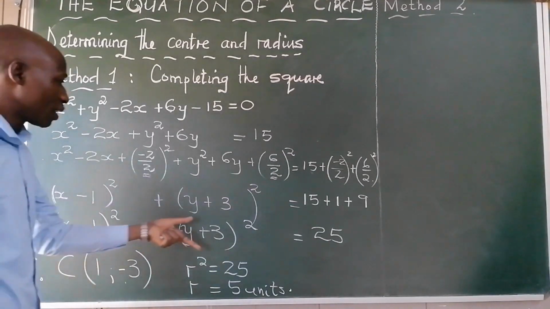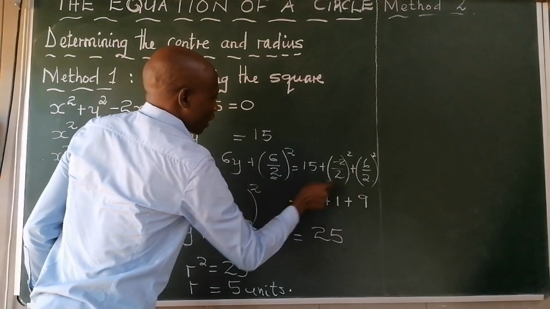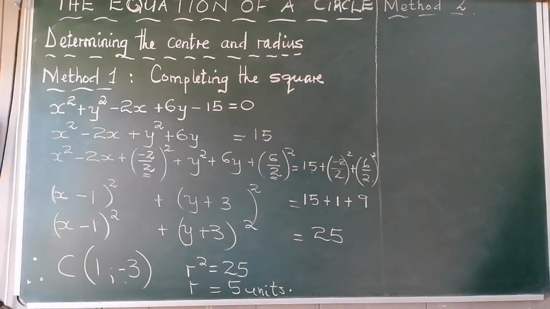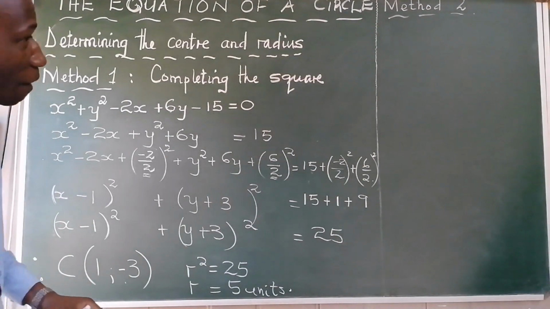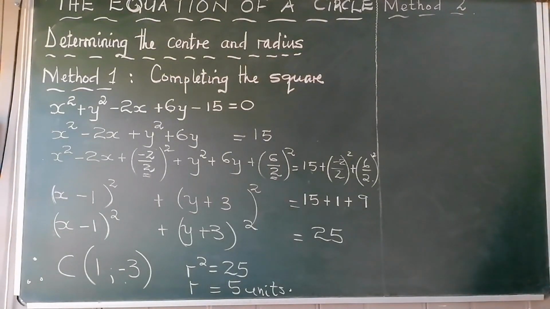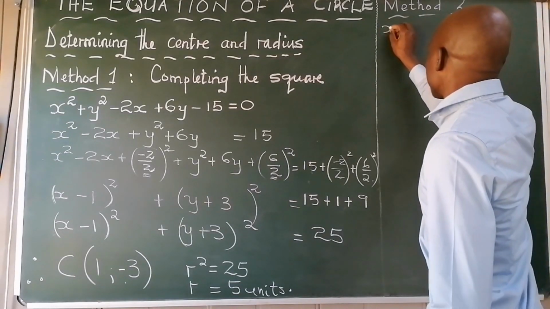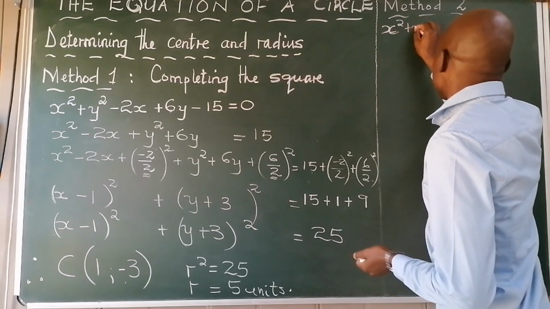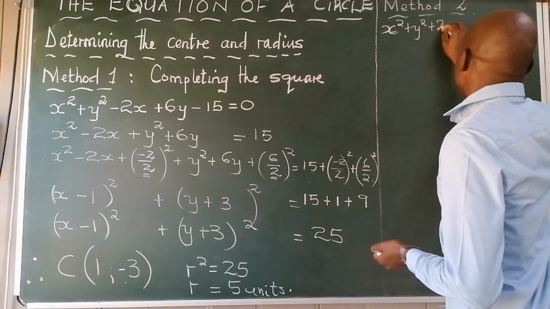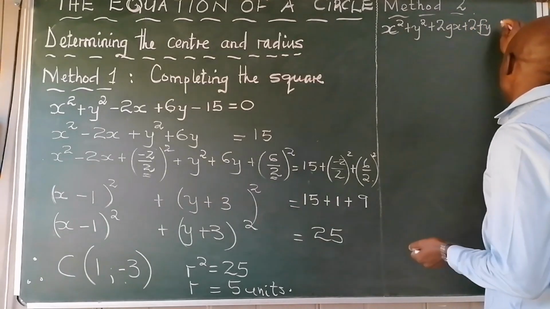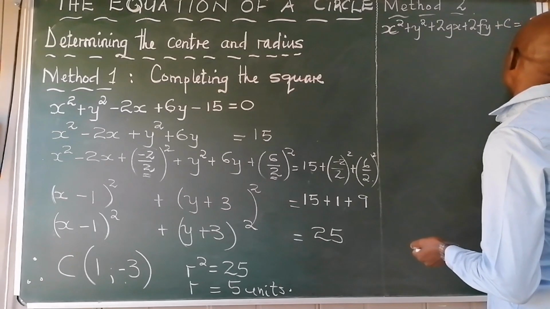Here you may skip this step by directly obtaining this value from your calculator, and it can save your time as well. Now I'm going to show you method number 2. Method number 2 works with another standard form of the equation of the circle, and it's in the form x squared plus y squared plus 2gx plus 2fy plus c is equal to 0.